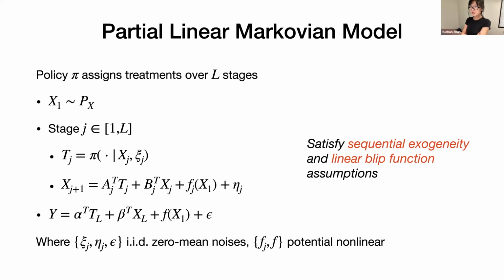So here is a more concrete example of the data generating process that satisfies our previous two assumptions. The Markovian model here basically says that if the state transition dynamics are linear, then this kind of DGP satisfies the assumptions we just mentioned.